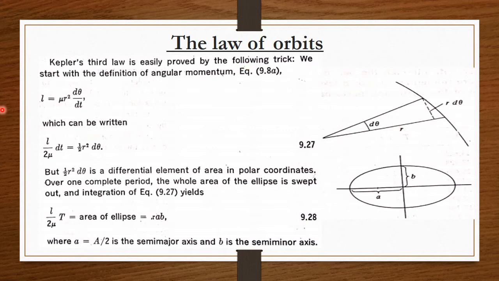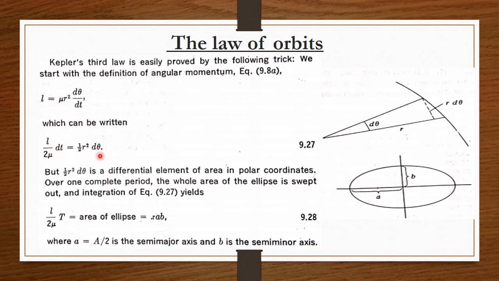You know the equation for angular momentum, L is equal to mu r square d theta by dt. In this equation you rearrange it by multiplying by 1 by 2 on both sides and taking mu to the left hand side. So you get the left hand side as L by 2 mu dt, with dt taken to the left. So L by 2 mu dt is equal to half r square d theta. So you have the RHS in terms of the differential of theta and the left hand side with respect to time.